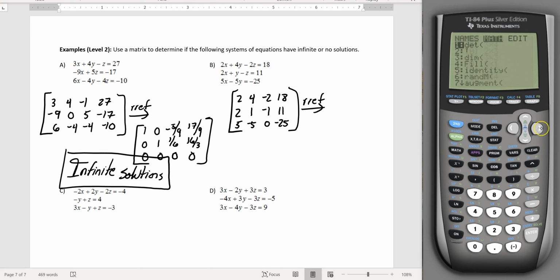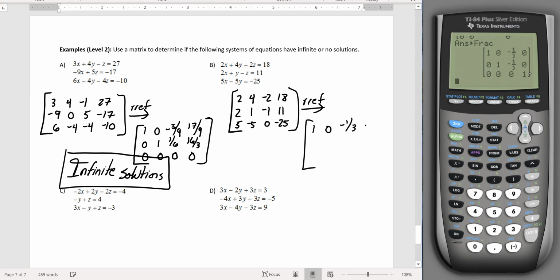Second matrix, math, RREF. Second matrix, A is the one that I edited. Oh, let's math frac this guy again. What do we have here? Oh, look at this bottom row, 0, 0, 0, 1. Well, let's write this reduced row echelon form. So 1, 0, negative 1/3, 0, 0, 1, negative 1/3, 0, 0, 0, 0, 1. The bottom row tells us 0x plus 0y plus 0z, 0 equals 1. No, it doesn't. No solution. That's how we can tell from that one.